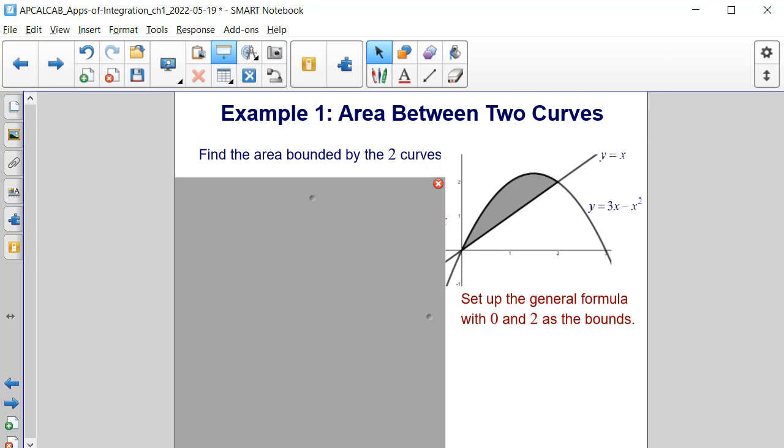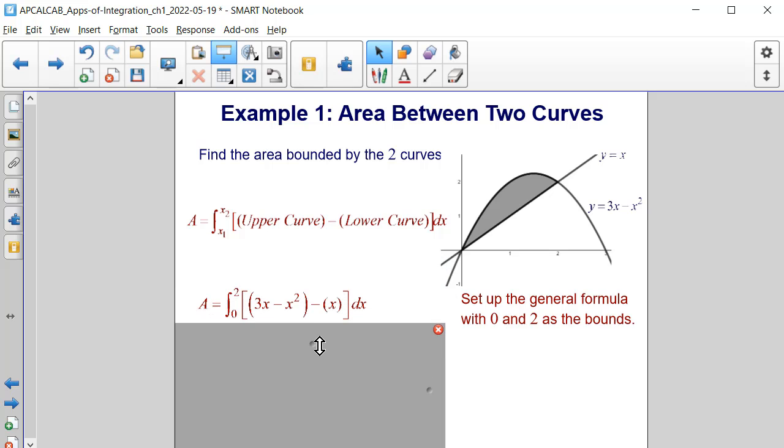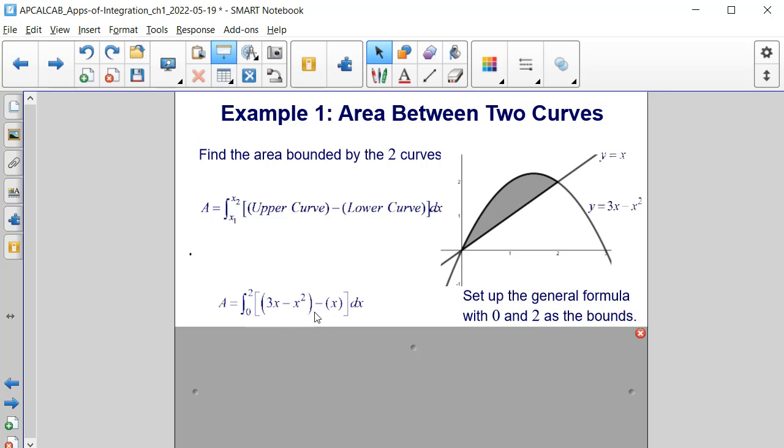Let's get started. The first step is to set up our general formula with 0 and 2, the x coordinates of our points of intersection, as the lower and upper bounds of integration. So we're going to do the integral from x1 to x2 of the upper curve minus the lower curve. So that will be the integral from 0 to 2 of 3x minus x squared minus x. And we're going to integrate with respect to x. And next we're going to integrate and evaluate.